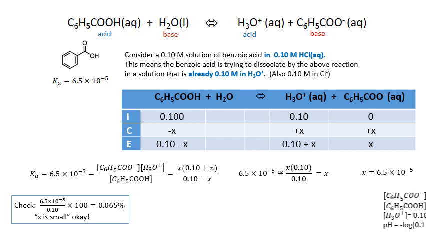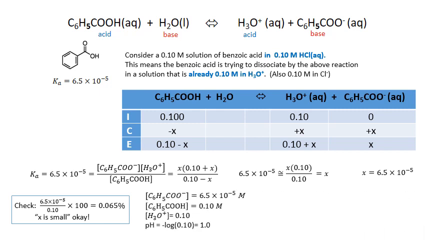Let's look at the concentrations. The benzoate is 6.5 times 10 to the minus 5, x. The benzoic acid is 0.1, essentially what it started. Really 0.1 minus 6.5 times 10 to the minus 5, which is 0.1. H3O plus, again, that's 0.1. It's 0.1 from the acid, HCl, not from the benzoic acid. Added a teeny tiny amount to that, but it's 0.1.